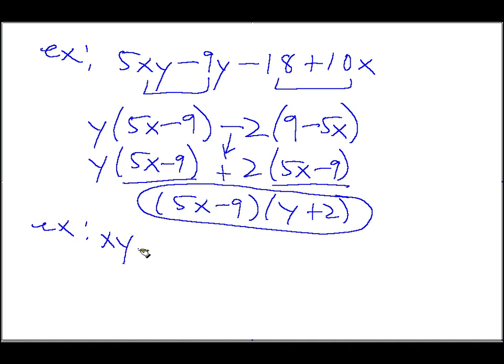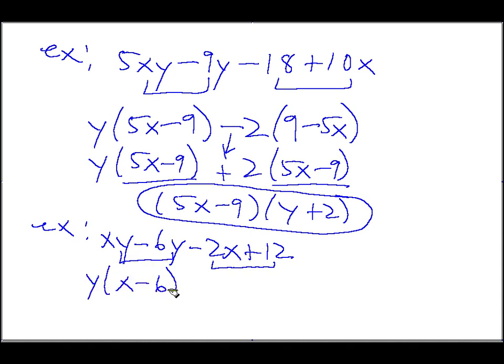Let's look at xy minus 6y minus 2x plus 12. Let's take a look at this last example here on factor by grouping. Let's group the first two terms together as one group and the next two terms together as another group. What's in common here? Just y again, right? So let's take out a y here. So I have x minus 6 left over in the first group.